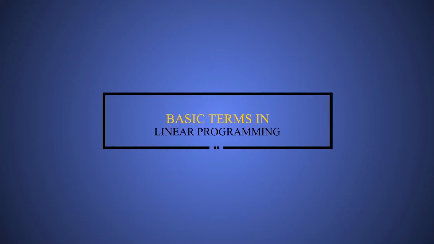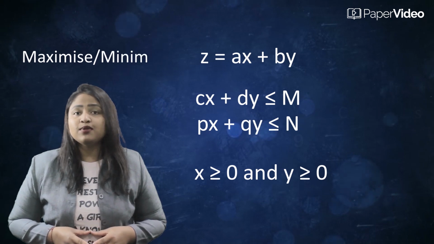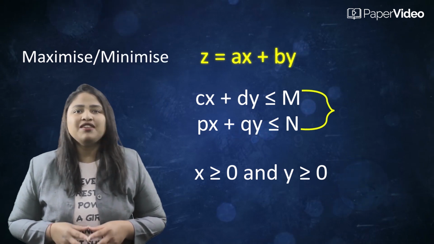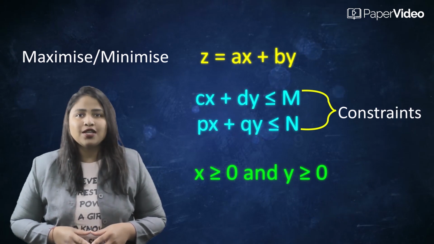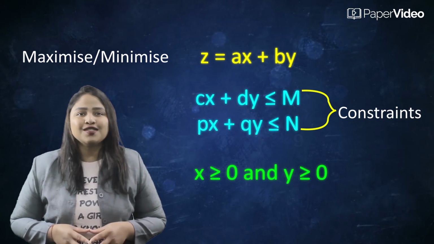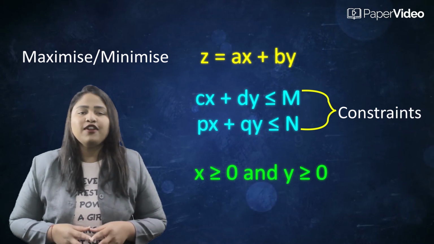Basic terms in linear programming. In our previous videos, we have discussed that a linear programming problem is concerned with finding the optimal value, that is either maximum or minimum, of the objective function of several variables subject to the constraint that the variables are non-negative and satisfy a set of linear inequalities. To understand a linear programming problem, we must first understand some basic terms that are associated with linear programming.